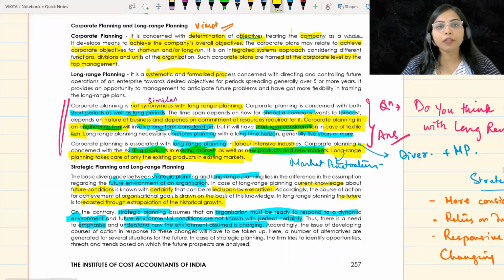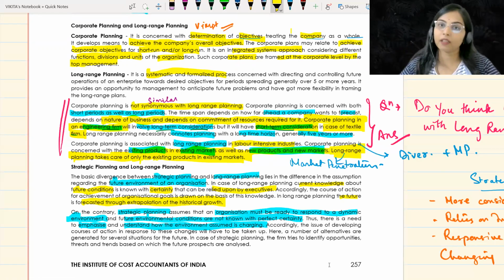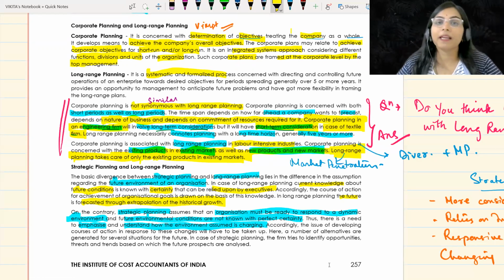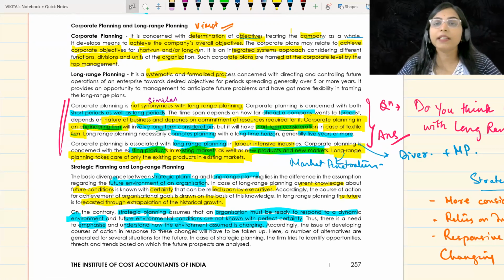Now I'm going into the depth of corporate planning and long range planning as per our book. Let's understand what is given. I'm reading it. Please make sure that wherever I'm focusing, you properly underline or highlight it, and I will explain some important words we have to remember. Corporate planning is concerned with the determination of objectives and treating the company as a whole. It develops means to achieve the company's overall objectives.